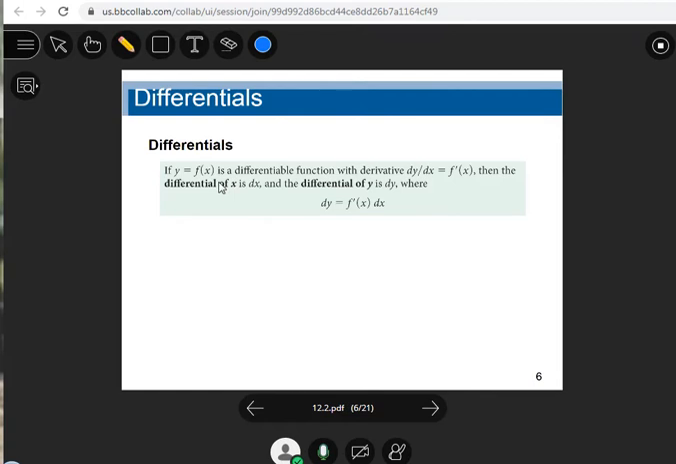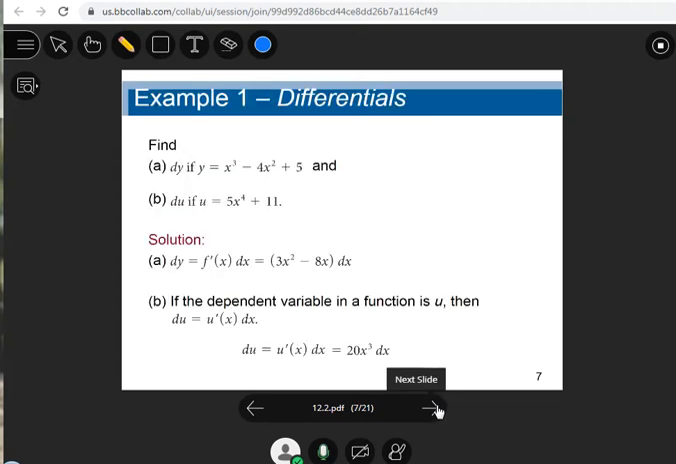Here's the definition of the differential. If y is equal to f of x is a differentiable function with derivative dy over dx equal to f prime x, then dy is called the differential. So we can write it as f prime x times dx.